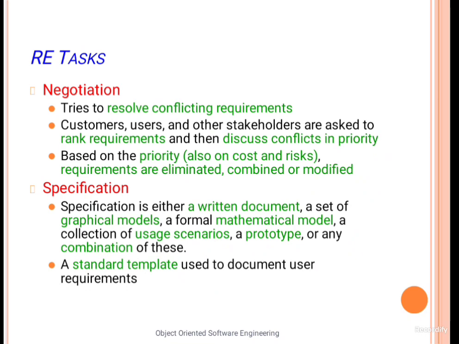Next one, negotiation and specification. Sometimes different stakeholders have different expectations. For example, the marketing team wants many new features. The finance team wants lower development cost. So these requirements may conflict with each other. So software engineers conduct negotiation. Requirements are prioritized based on importance, cost, time and technical feasibility. After negotiation, everything is documented. So this documentation is called the software requirements specification document or SRS.